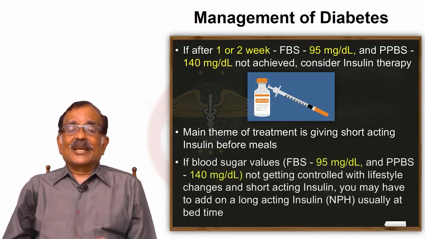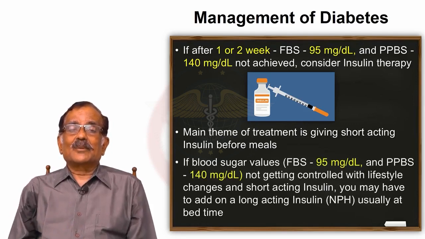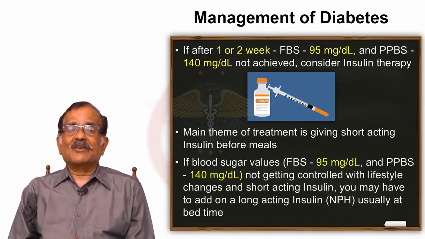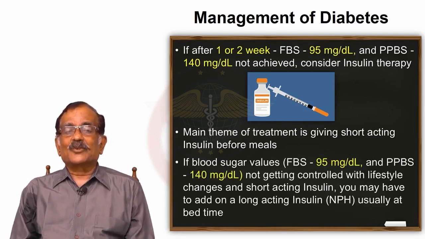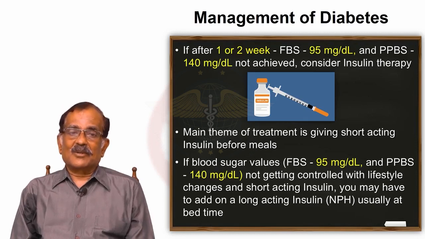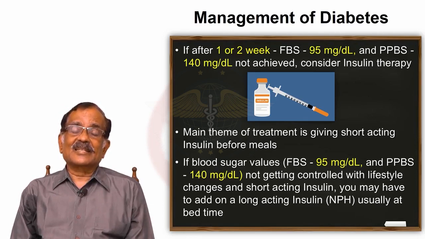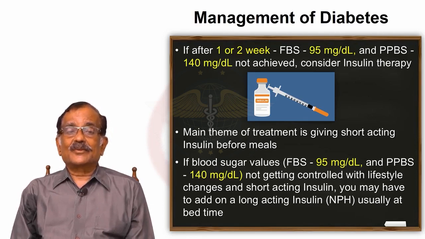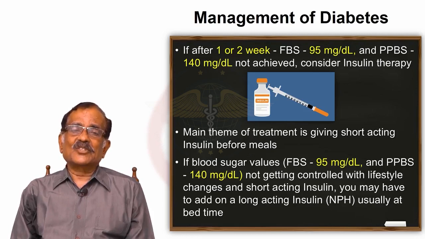And so the aim is to keep 1 hour post meal values around 140. You titrate the short-acting insulin analogs. Then look at the fasting value. If the fasting value is more than 95 and is not getting controlled with the lifestyle changes and short-acting insulin, you may have to add on a long-acting insulin. The long-acting insulin usually added is NPH insulin, usually at bedtime.